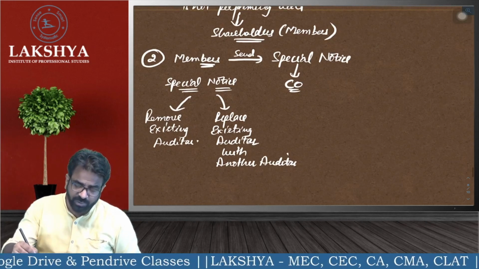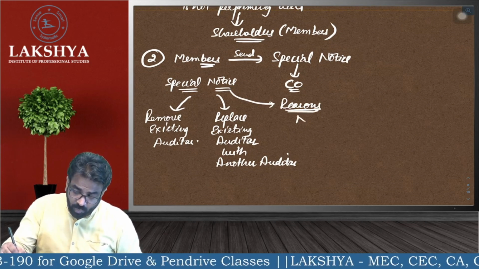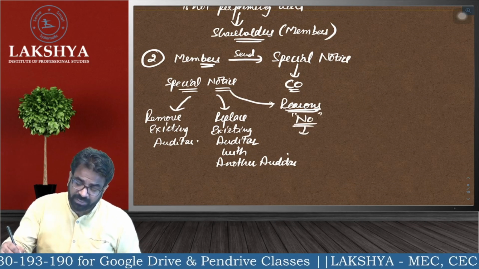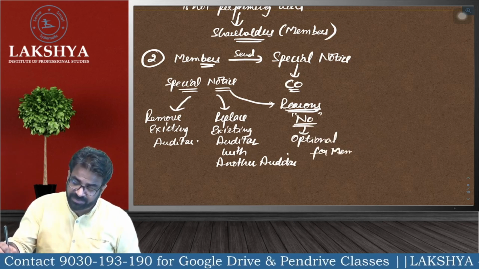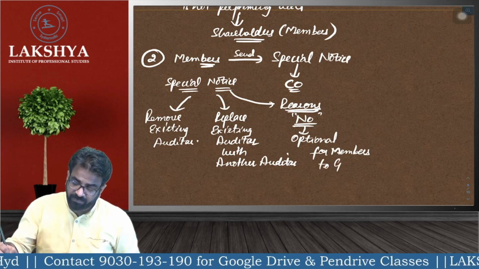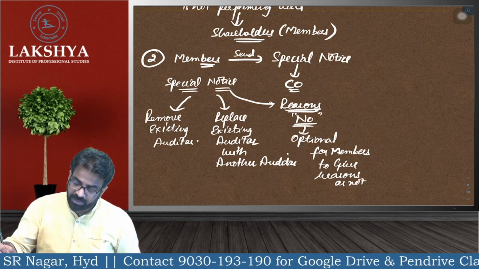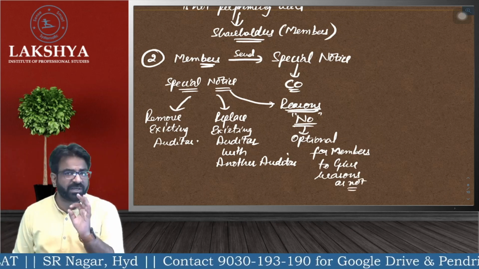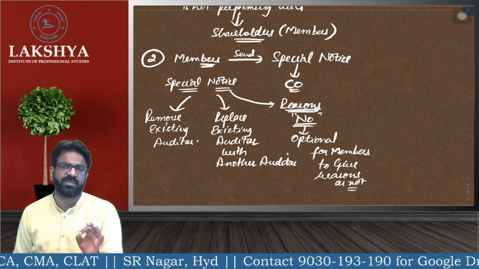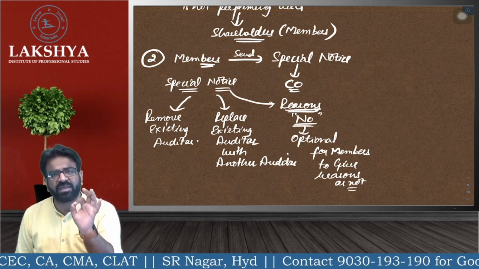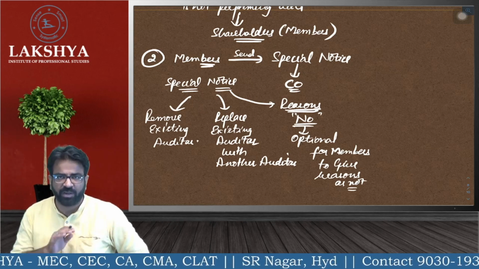Now the question arises, sir, do they have to give the reasons? The answer is no. It is optional for members to give reasons or not. Are you getting the point? There is no compulsion on members. No one can force the members to give the reason why they want to remove an auditor. Whether they want to give the reasons or not is optional for them. I hope everyone is clear.